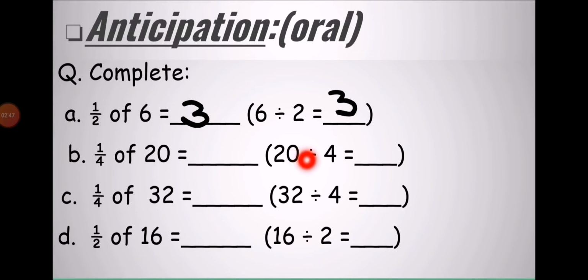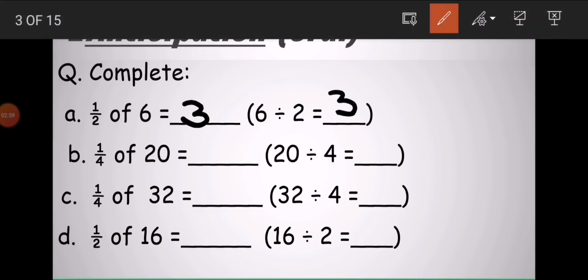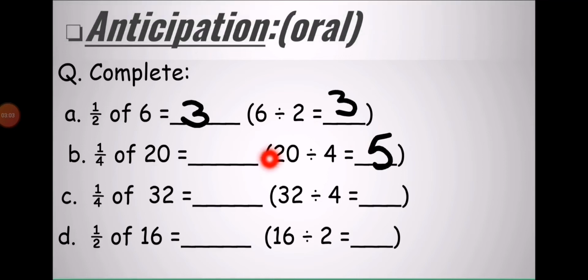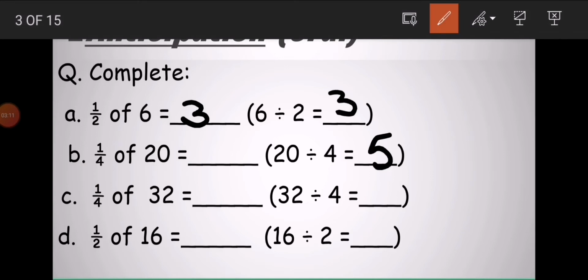So read the table of 4 with me. 4 1 times 4. 4 2 times 8. 4 3 times 12. 4 4 times 16. 4 5 times 20. Stop. 4 5 times 20. It means when we divide 20 by 4, we get 5. So this means the quarter of 20, or 1/4 of 20, is 5.